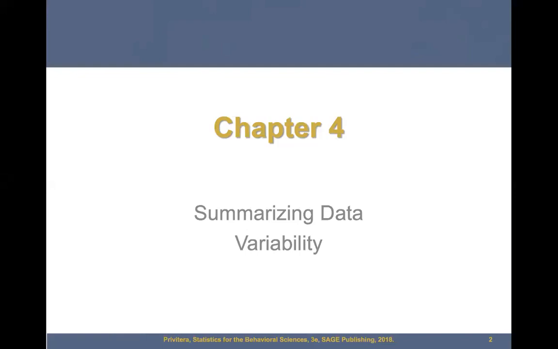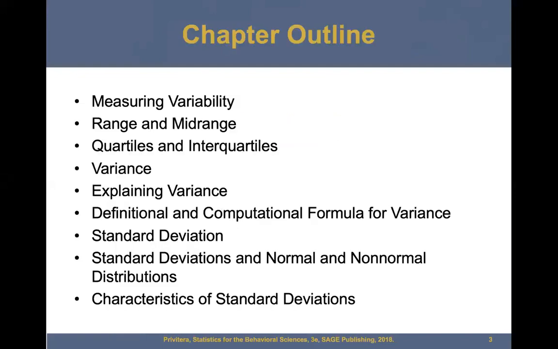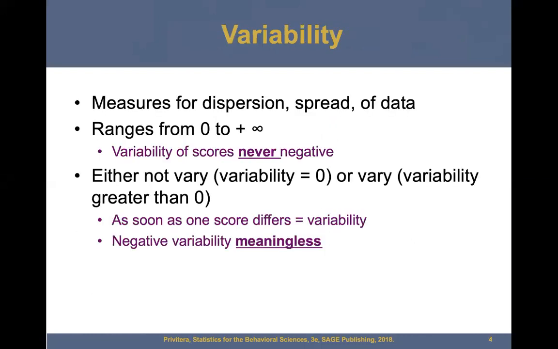Summary and data variability. This is what we'll go over. Measuring variability, range and mid-range, quartiles and interquartiles, variance, explaining variance, definitional and computational formula for variance, standard deviations for normal and non-normal distributions, and characteristics of standard deviations. That's just an overview. I don't have to necessarily write that down. Variability ranges from 0 to infinity. It has to do with how scores vary.